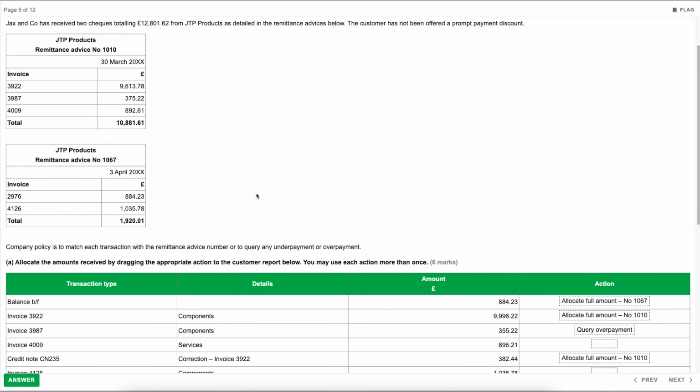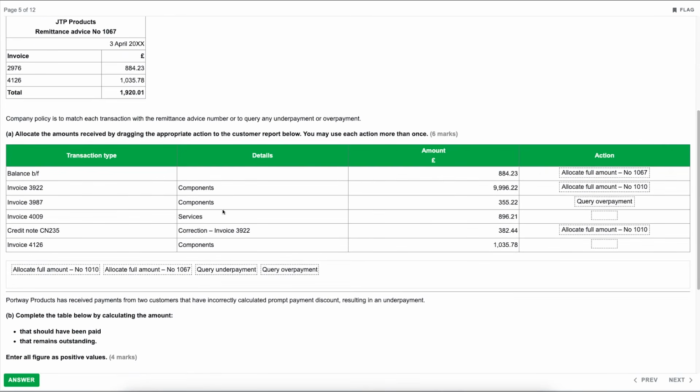Okay, so the amount we have on system as being owed is 896.21. However, the amount being paid is 892.61. So we've actually got an amount coming to us that is less than what we've got on system. So in this example, we would want to query the underpayment. Now, we've already sorted the credit note because that matched off against the invoice 3922.